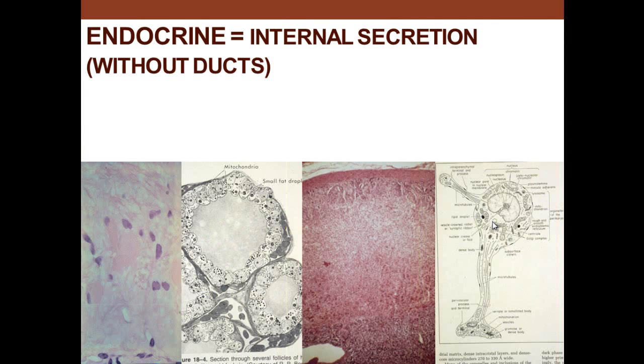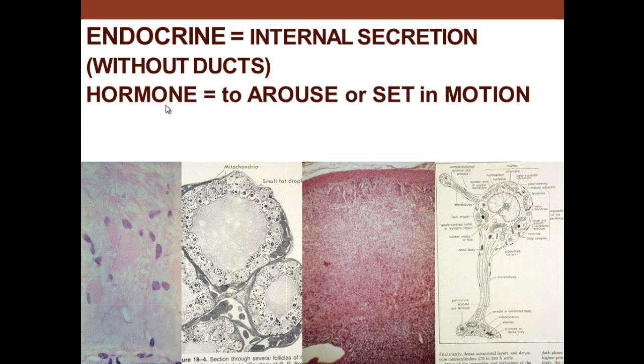Now, endocrine means internal secretion, that is without ducts. Endocrine versus exocrine. Exocrine has ducts, endocrine has no ducts. The word hormone, which is what's produced by the endocrine cells, means to arouse or to set in motion. That's what the word hormone means.